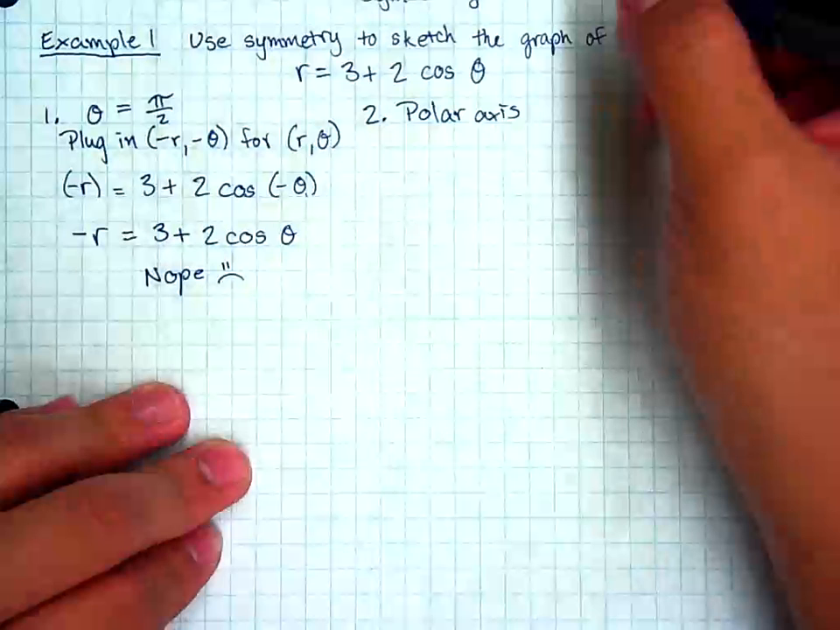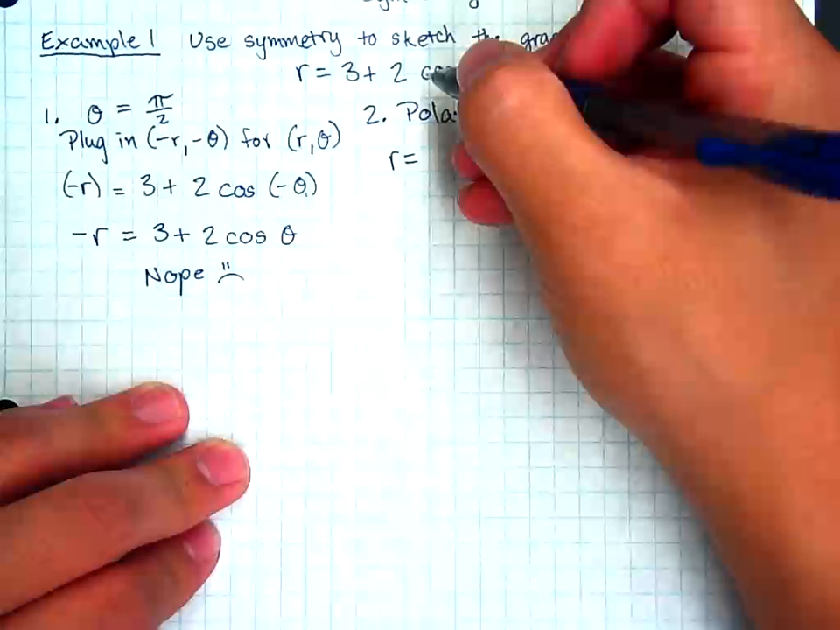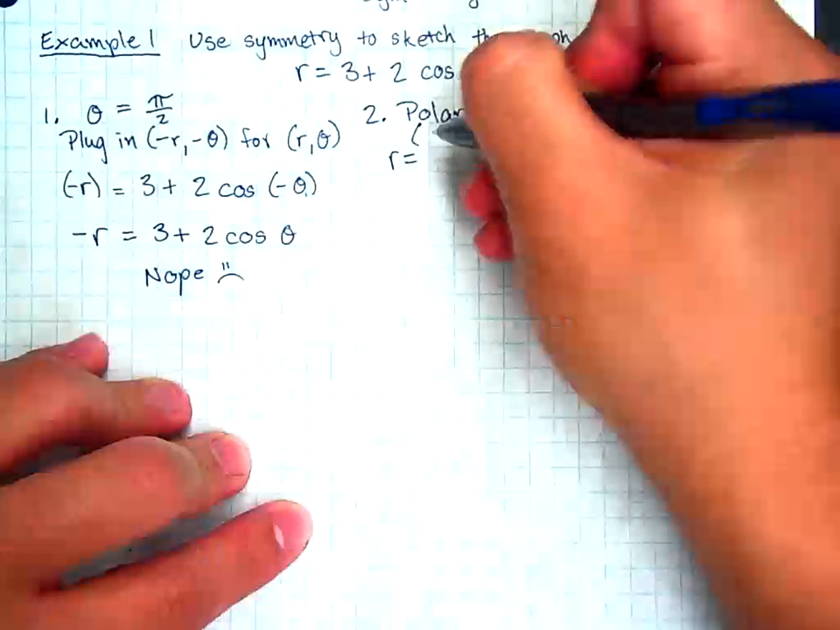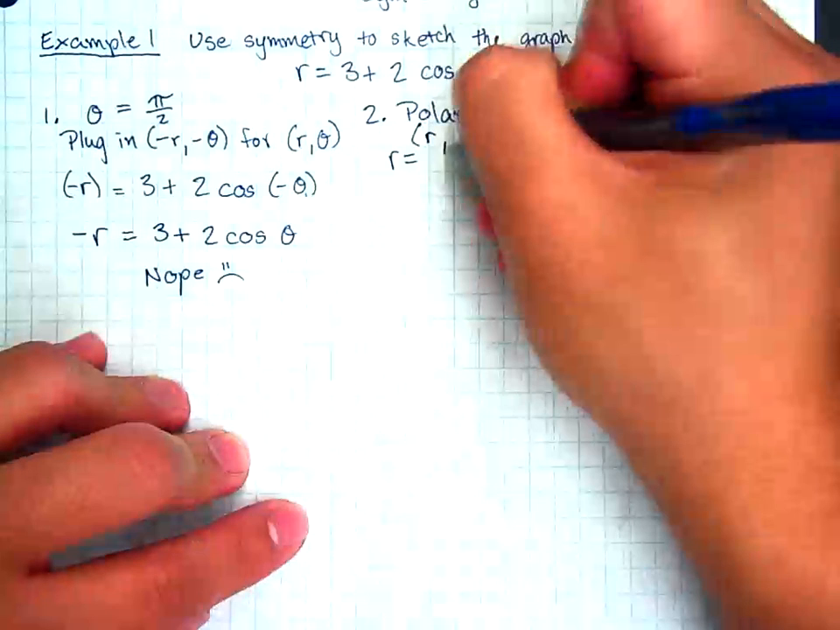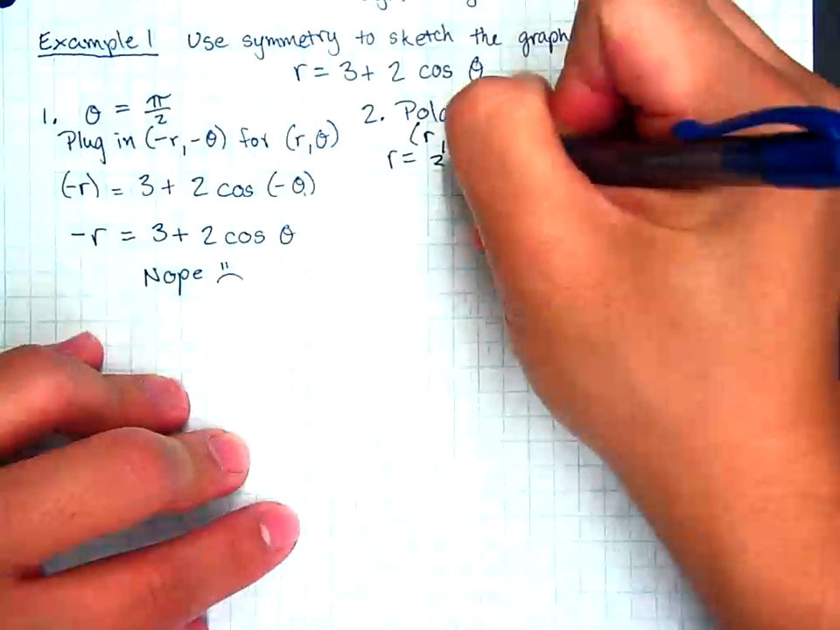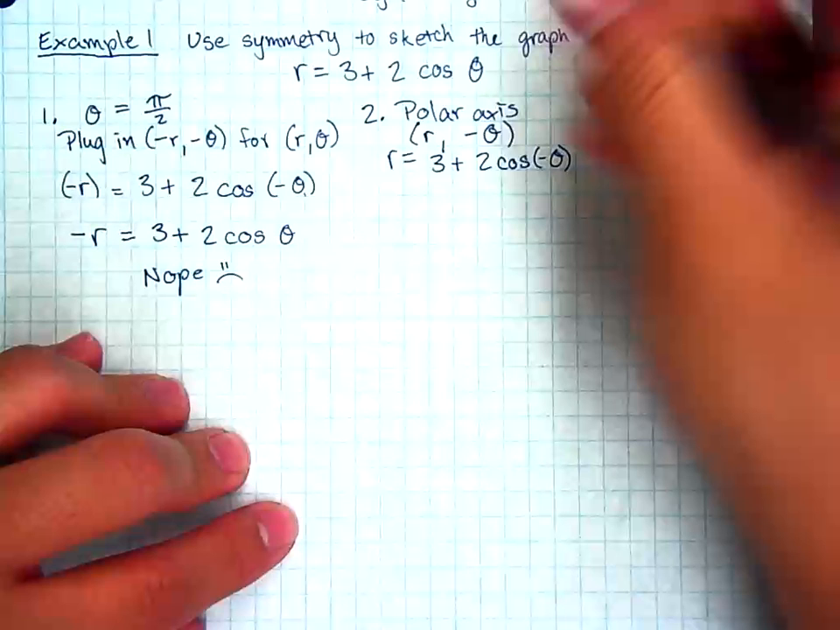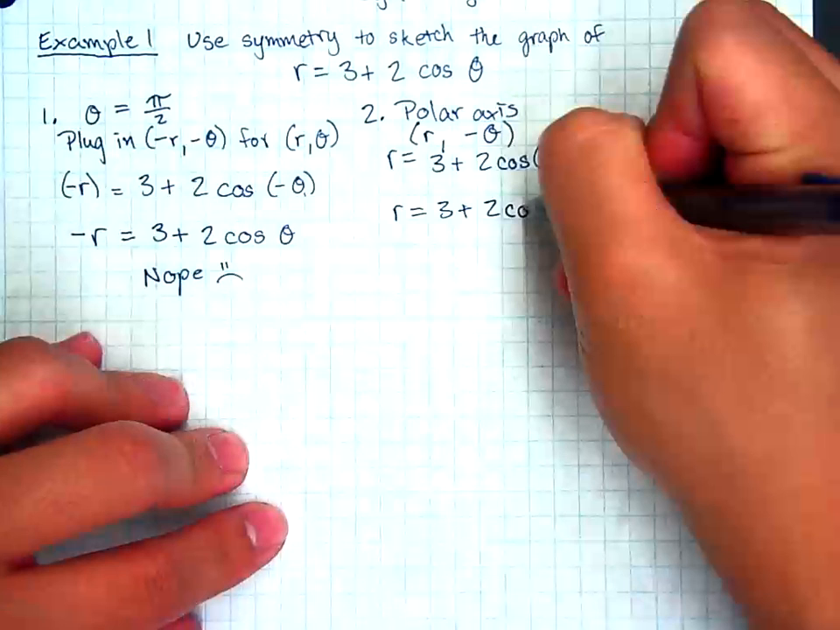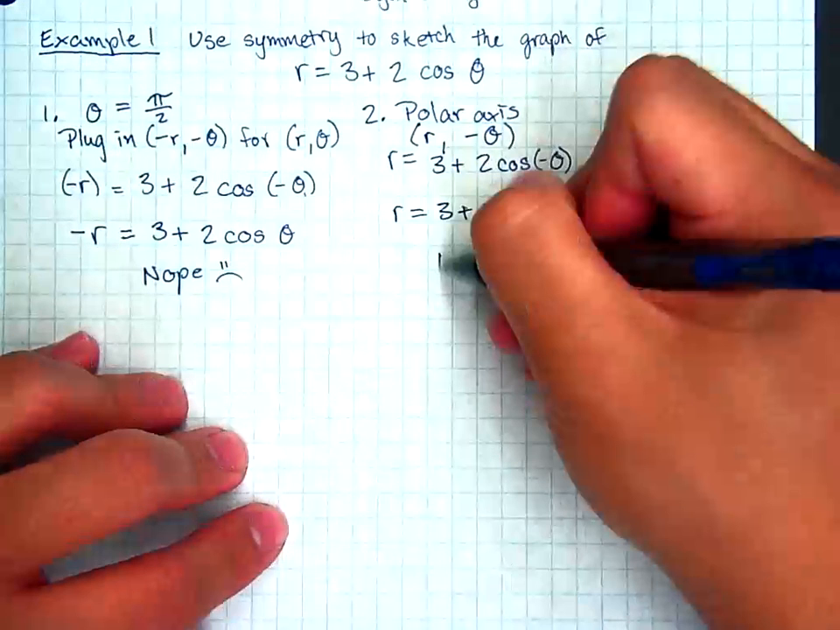Let's see, r equals, for the polar axis, sorry. We are replacing theta with negative theta. Okay, so r stays positive. I'm going to plug in. I get 3 plus 2 cosine of negative theta. That ends up giving me r equals 3 plus 2 cosine theta. That's the exact same equation as we had originally. So yes, we do have symmetry here.